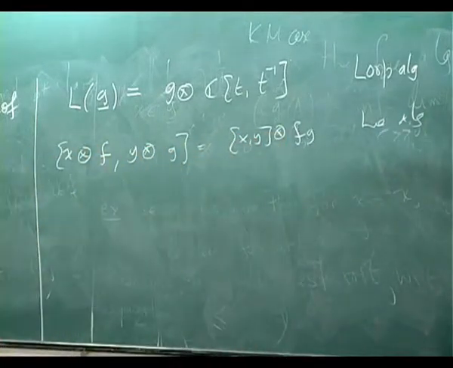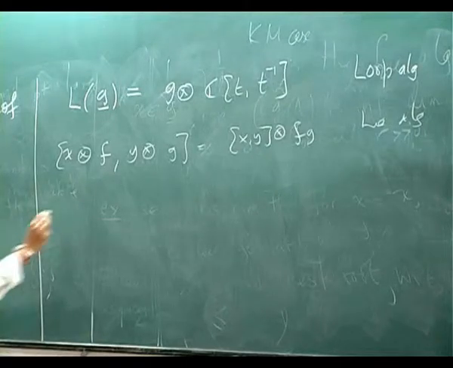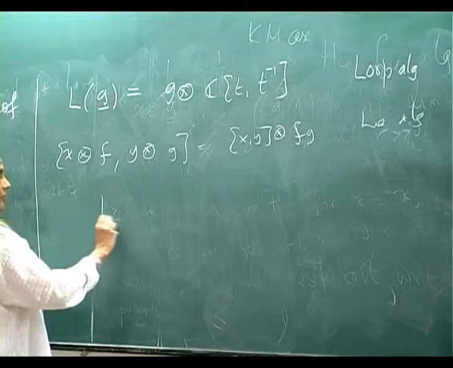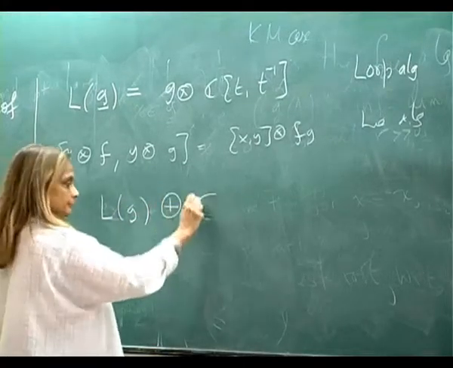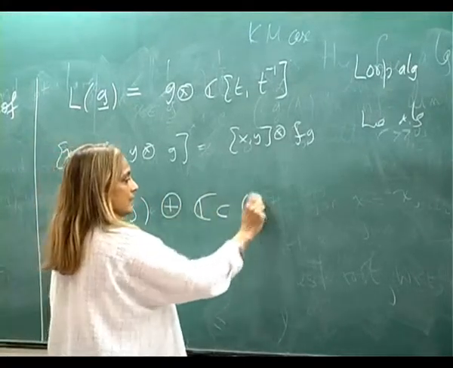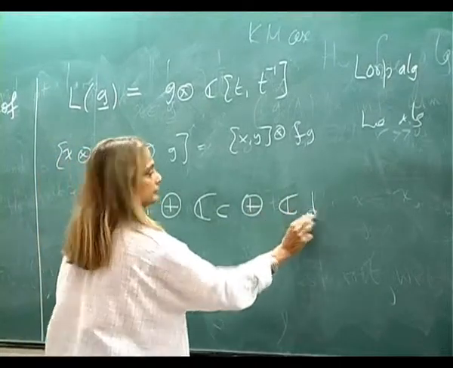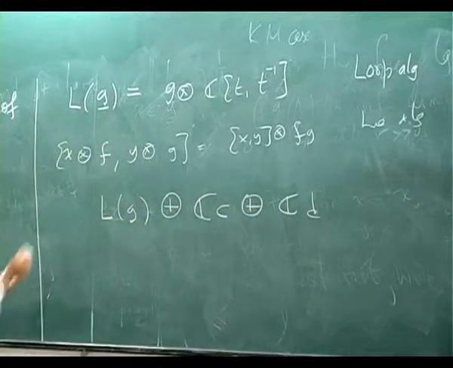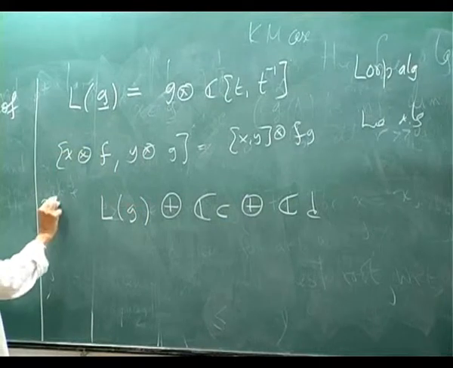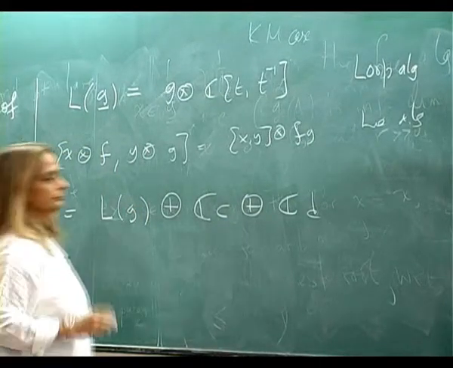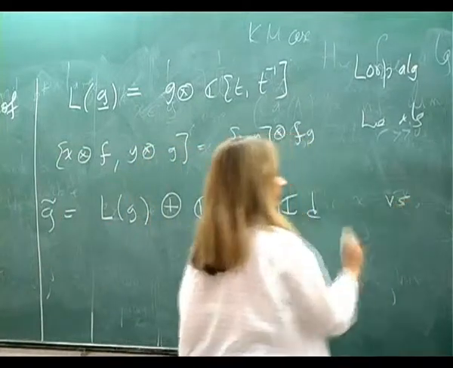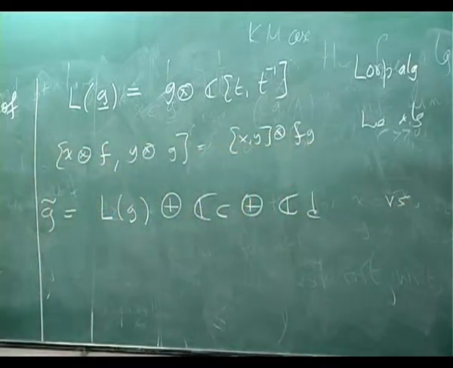And now I'm going to deform the Lie algebra structure on this loop algebra. So I'm going to look at the following. I'm going to take L(G), give myself a central term, and give myself a derivation D. Okay. So let me call this G tilde for the moment. This is as vector spaces.